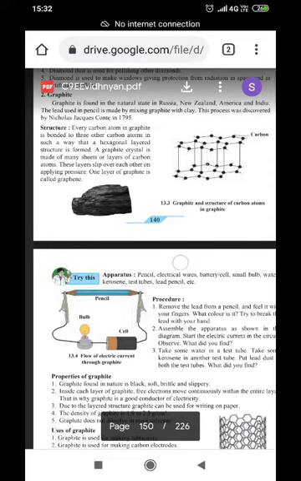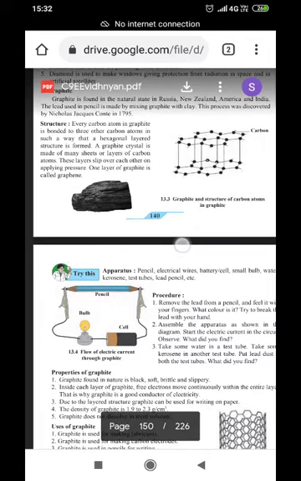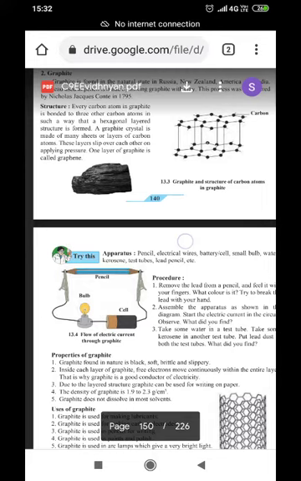Every carbon atom is bonded with three other carbon atoms in such a way that a hexagonal layered structure is formed. You can see each carbon with three bonds, two at the sides and one vertical, and a hexagonal layered structure is formed. A graphite crystal is made up of many sheets or layers of carbon atoms. These layers slip over each other on applying pressure. One layer of graphite is called graphene.